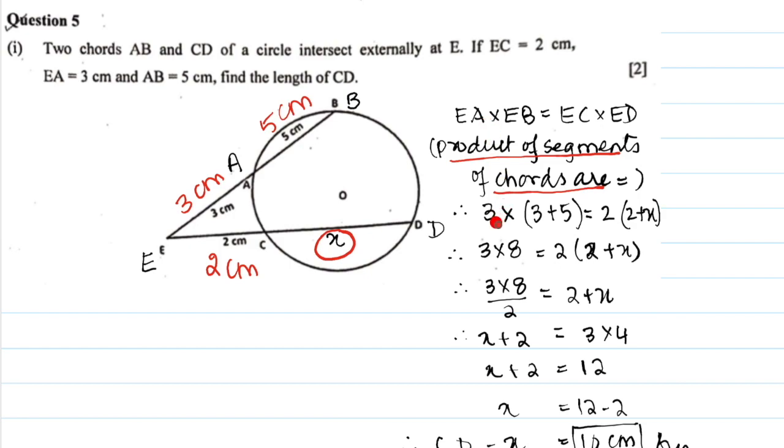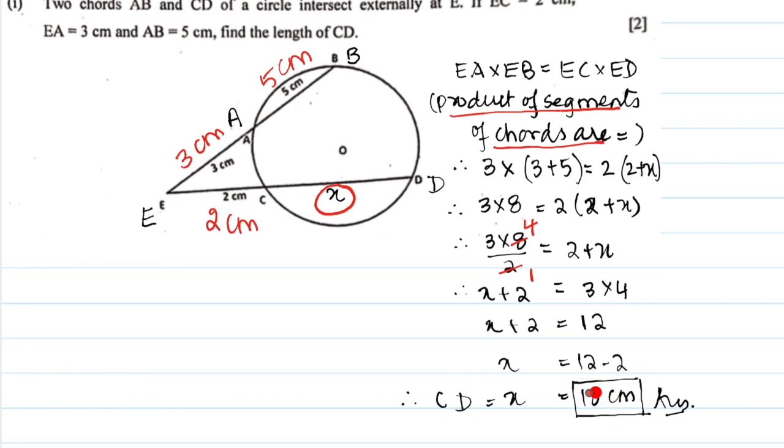So EA is 3, EB is 3 plus 5, EC is 2, and ED will be 2 plus X. So we will have 3 into 8 equal to 2 into 2 plus X. Take this to that side. So 3 into 8 upon 2, 2 ones are 2 and 2 fours are 8, is equal to 2 plus X. X plus 2 is equal to 12. X will be equal to 12 minus 2, which is 10 centimeter.